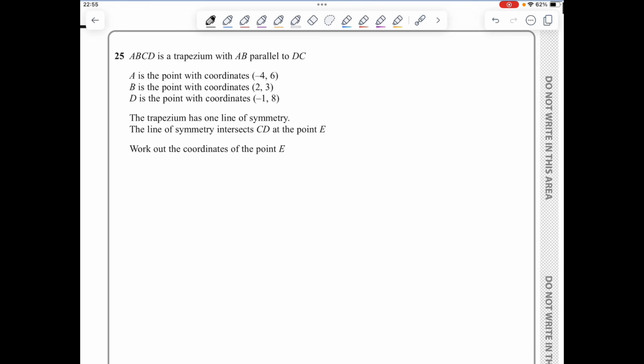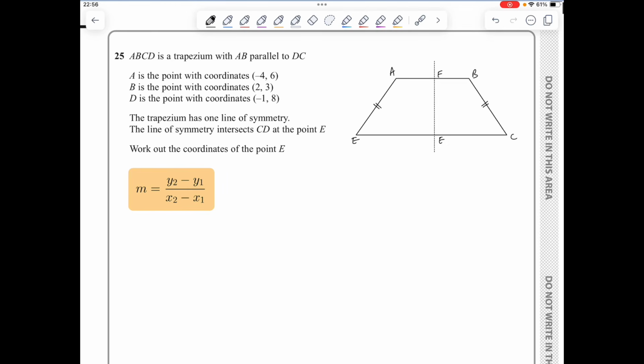I will start question 25 by drawing a rough sketch of this shape. Now note that I have labeled F the point of intersection of the line of symmetry and AB. Everything else is as described. I'll start by finding the gradient of AB using the following formula. Substituting the values in gives me 6 minus 3 over minus 4 minus 2. Put this on the calculator and you'll get minus 1 over 2.